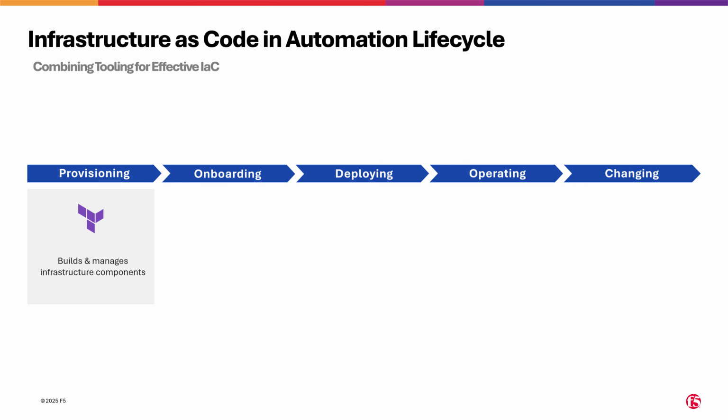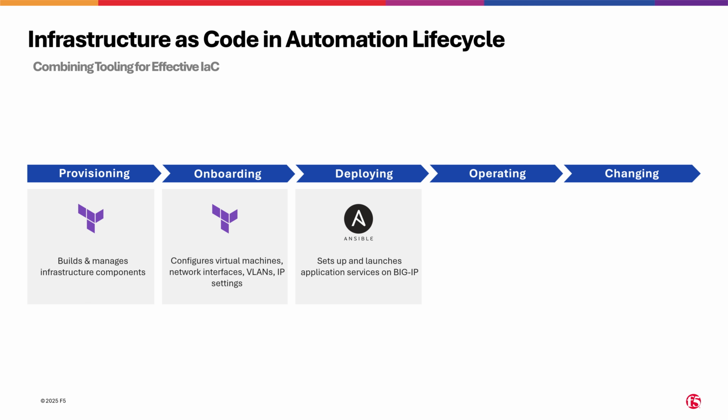For example, in provision and onboard stages, Terraform is used to create and configure essential infrastructure components like virtual machines, network interfaces, VLANs, and IP settings. At the same time, in the deploy stage, Ansible takes over to set up and launch application services on BIG-IP. In operate stage, we focus on monitoring and analytics. Ansible can be used to manage the configuration of monitoring tools, such as F5 telemetry streaming and BIG-IQ, which provide insights into system performance and health.